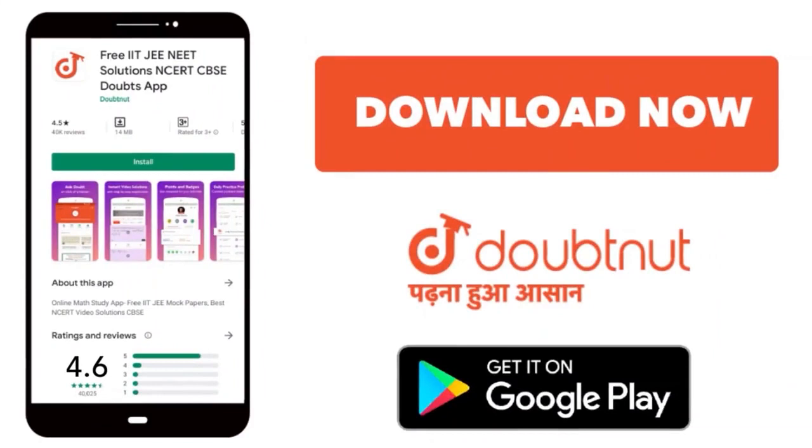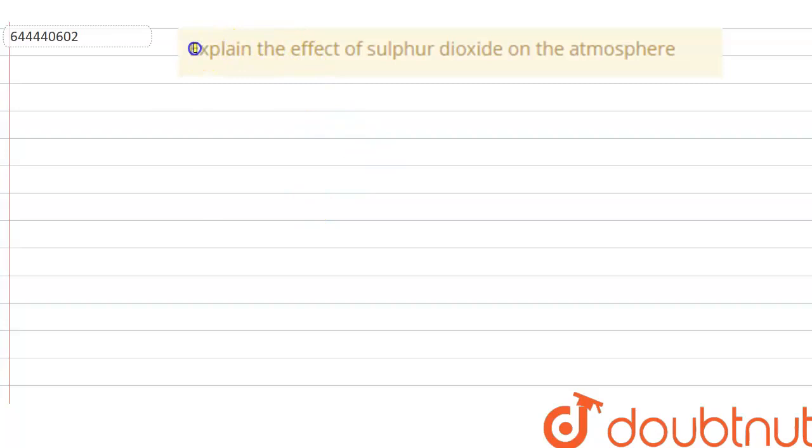Hello everyone, let us solve this question. The question says, explain the effect of sulfur dioxide on the atmosphere. So in this question, we have to explain the effect of sulfur dioxide, which is a pollutant, on the atmosphere. The first effect of sulfur dioxide is that it destroys the vegetation and the building materials used in the construction, right?